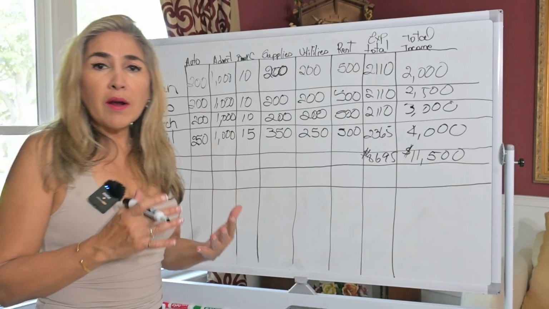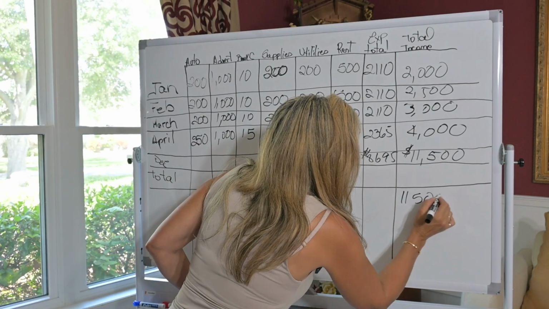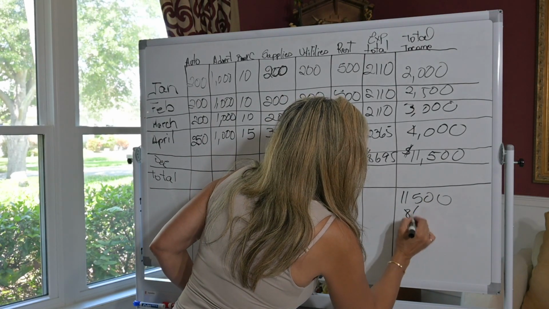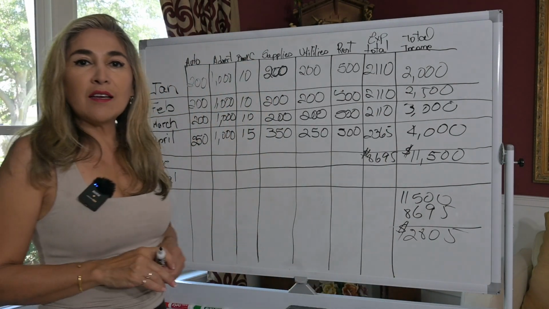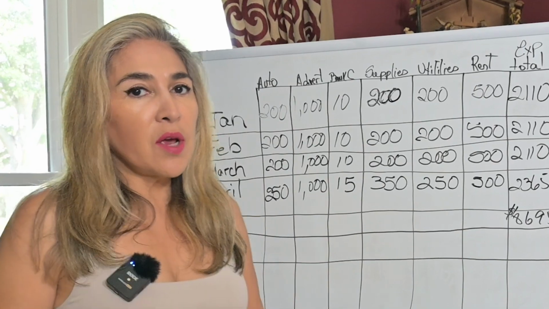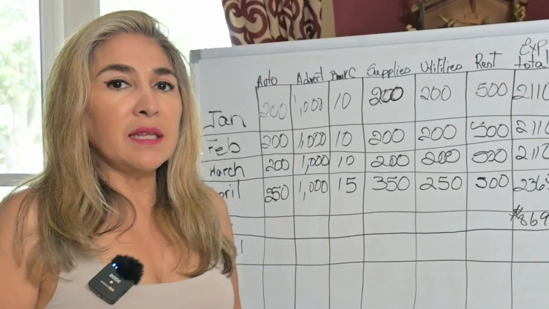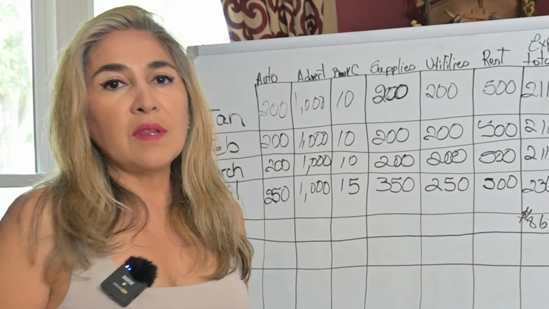How are we going to know what our net income is? We're going to take the $11,500 and subtract the $8,695, which gives $2,805. That's our net income. You've completed your bookkeeping for the year. And remember, the credit cards are going to be important to keep in mind. They will be part of each one of these expenses as you go through the months.